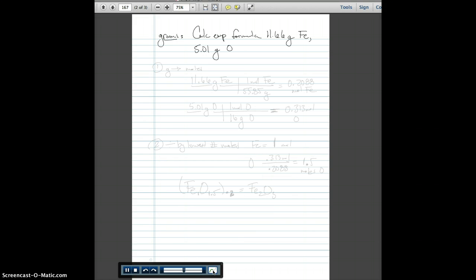Our next problem, we're going to start off with grams. In this problem, we're given 11.66 grams of iron and 5.01 grams of oxygen, and we're being asked to calculate the empirical formula. We look at that flow chart, and now we're over to grams. So we want to do grams to moles as the first step, and then we're going to divide by the lowest number of moles after that. So let's do grams to moles real quickly here.